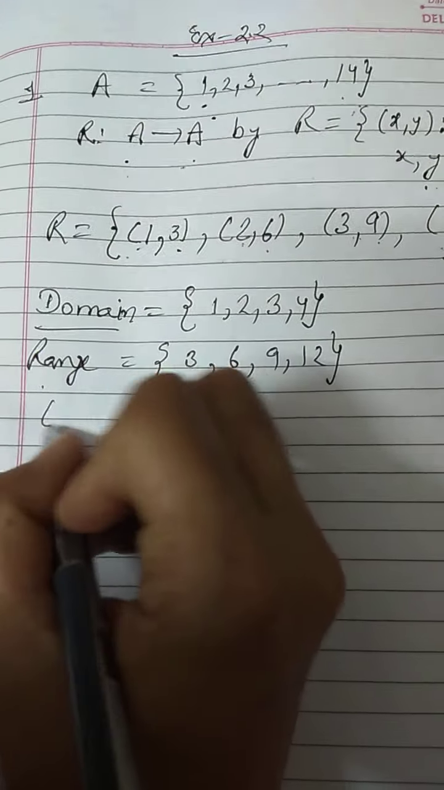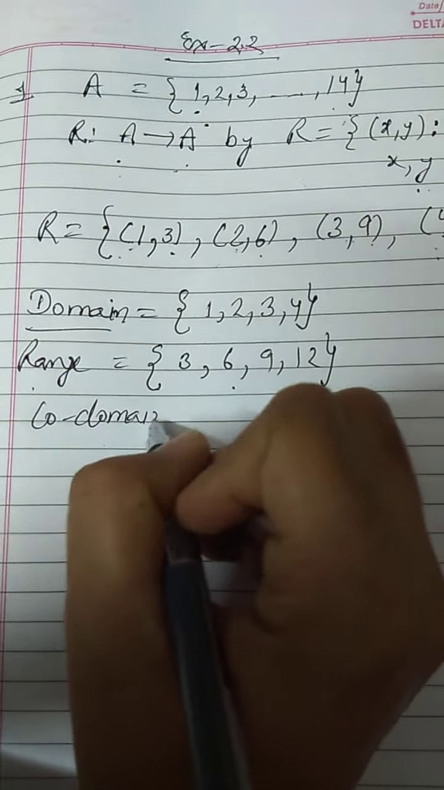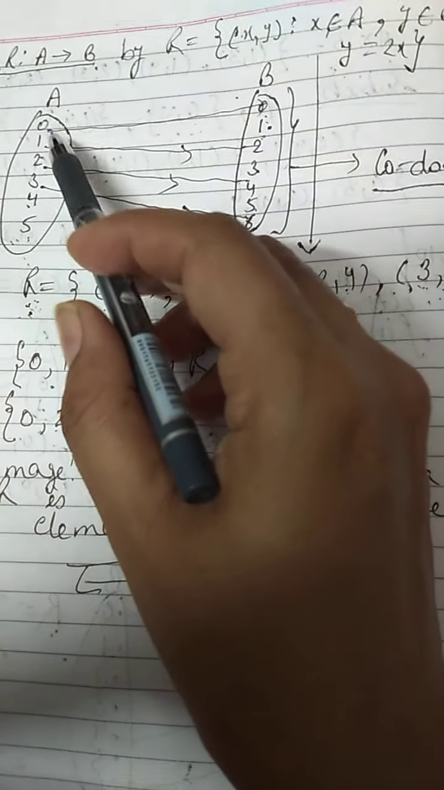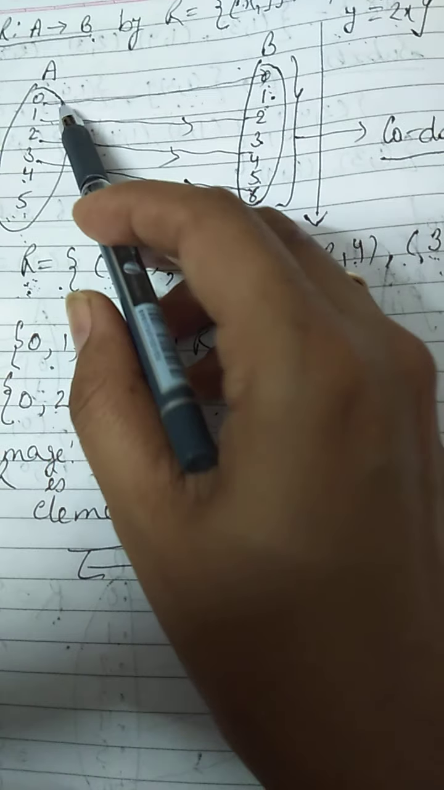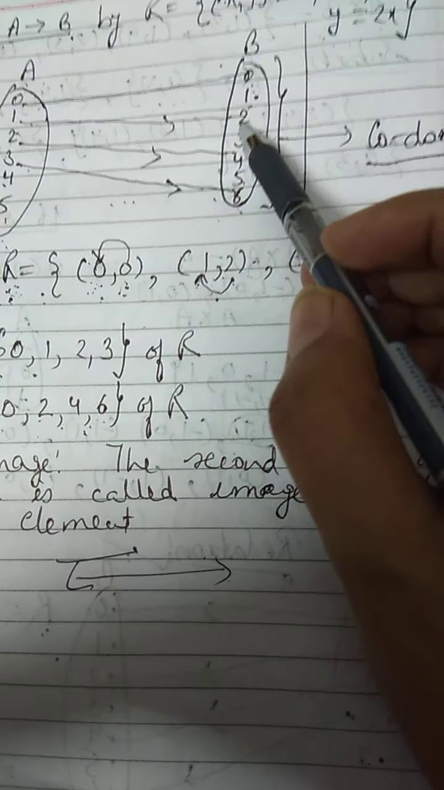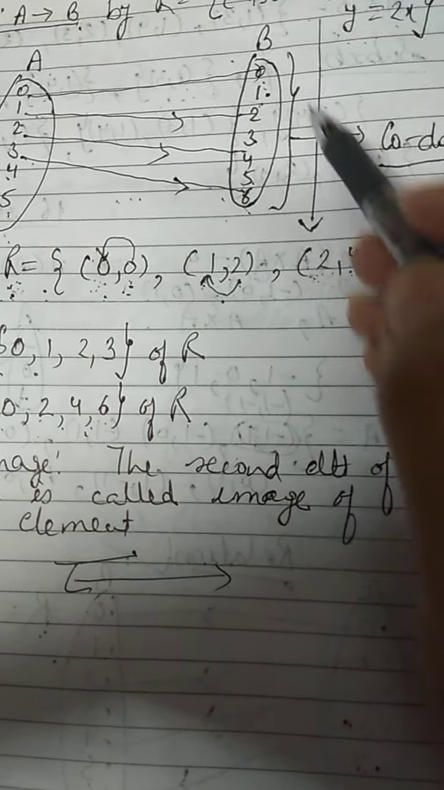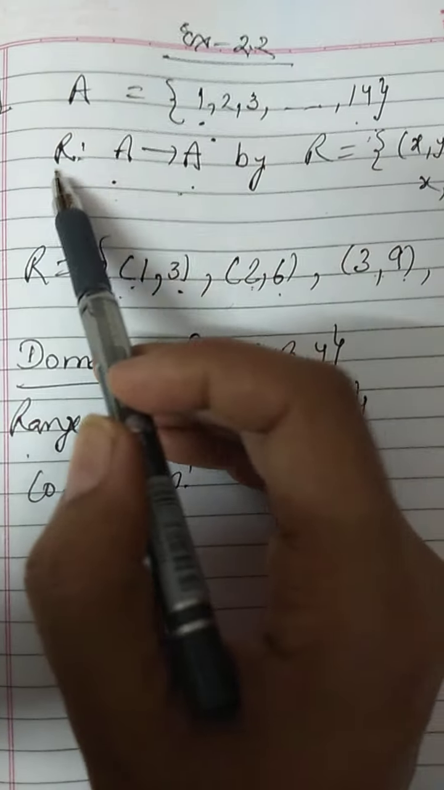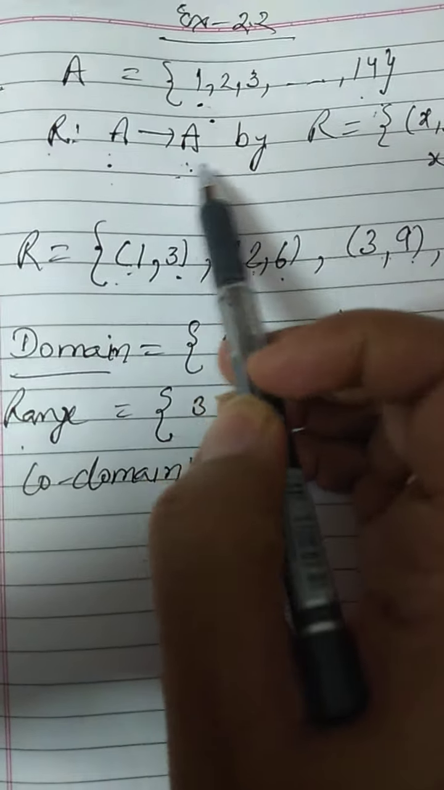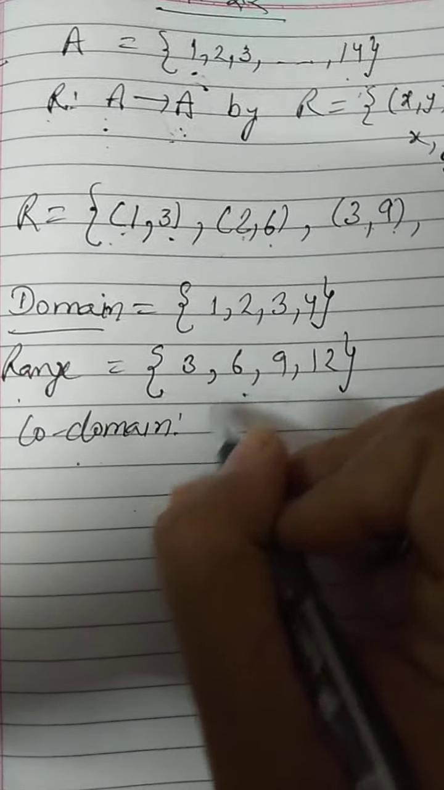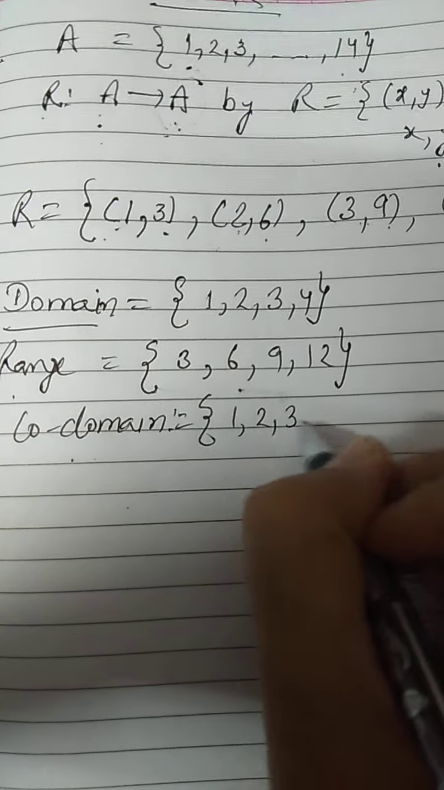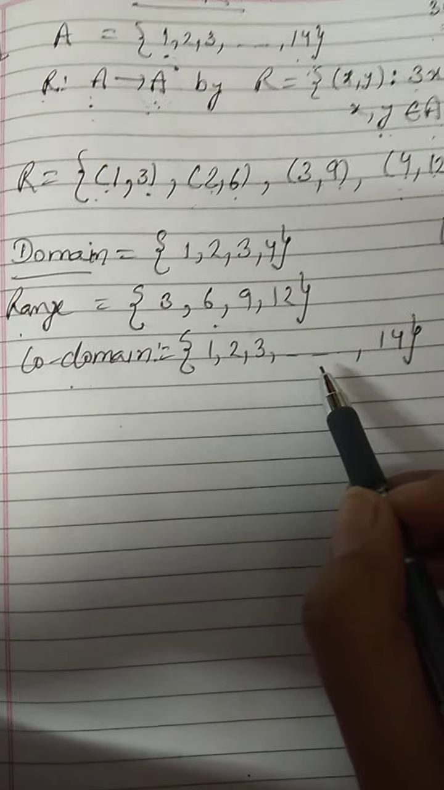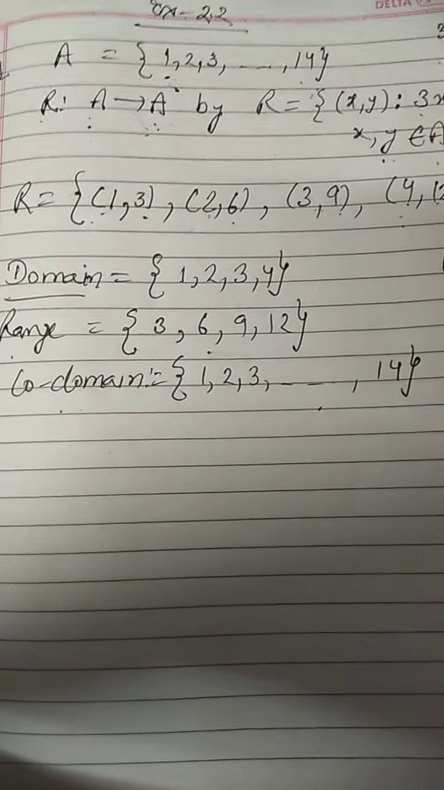And the last thing they have asked, codomain. What is the codomain in the definition? Let me take you to the definition. We said the elements of set A which are connected make the domain. The elements of the second set which are connected form the range, and the whole set B is called codomain. Here the relation is defined from A to A, so the whole second set will be called codomain. So what will be the codomain? Codomain is 1, 2, 3 up to 14. The first 14 natural numbers form the codomain of this relation.